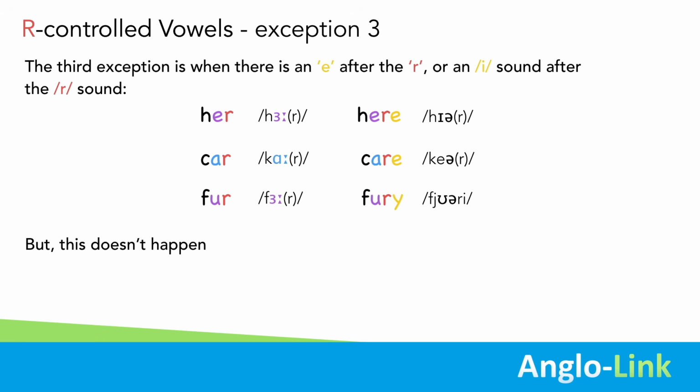But this exception doesn't happen with the letter O. This is born and this is bore. So you can see that it is not easy to decide how a vowel letter is pronounced by simply looking at the spelling of a word or following pronunciation rules.